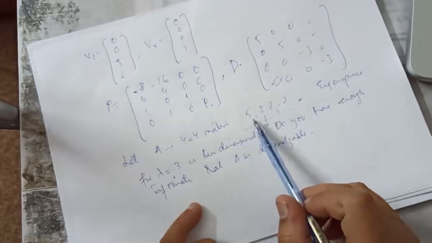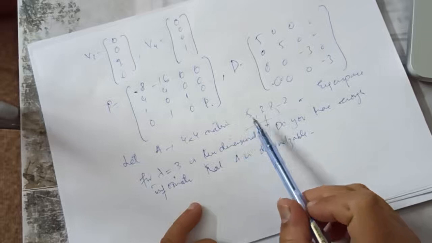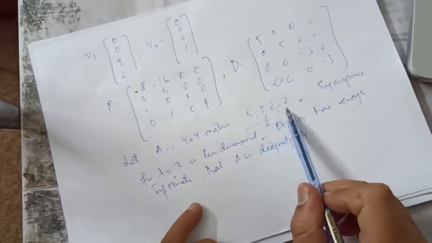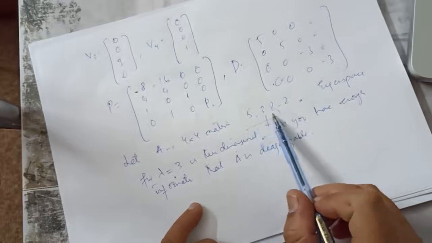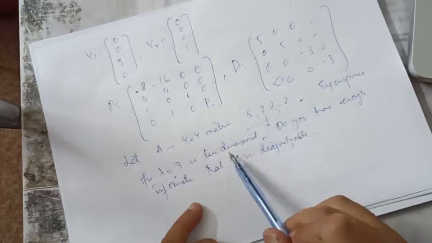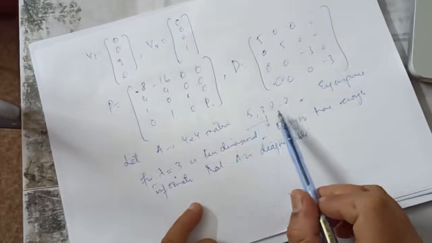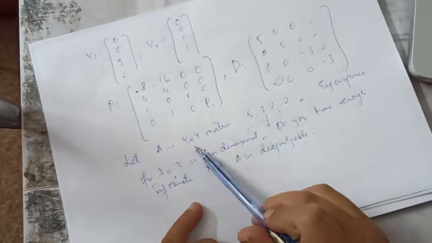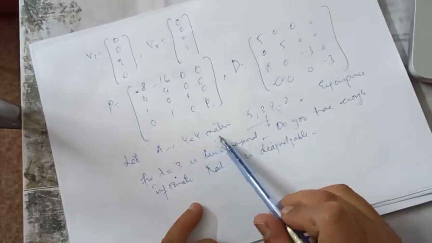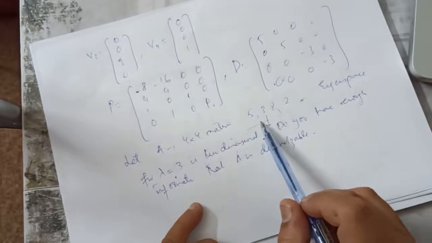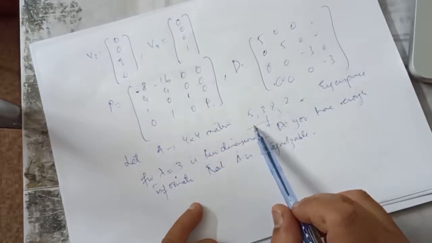So it means there will be one eigenvector with 5, two with 3, and one with, of course, minus 2. So there will be four linearly independent eigenvectors, and when there are four linearly independent eigenvectors, it means A is diagonalizable and also satisfies the conditions stated in the theorem as B and also C.